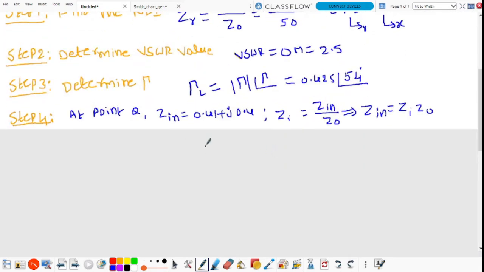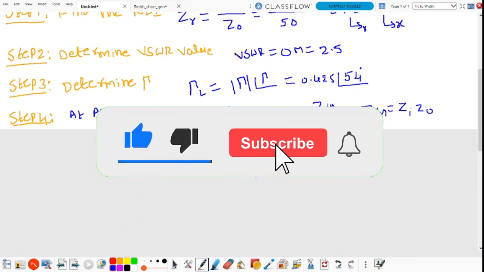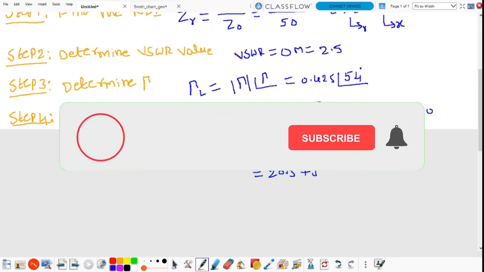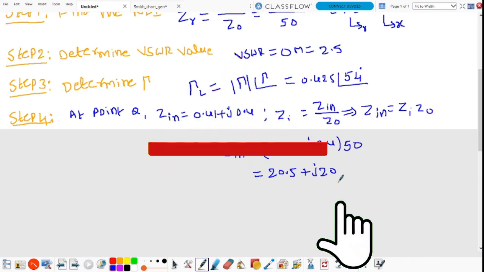So from the Smith chart, the normalized input impedance value is 0.41 plus j 0.4, times the characteristic impedance. Given that the characteristic impedance Z0 is equal to 50 ohms, multiplying 50 with the bracket term: 0.41 times 50 is 20.5, plus j 0.4 times 50 is 20. So this is the value of the input impedance of the transmission line.